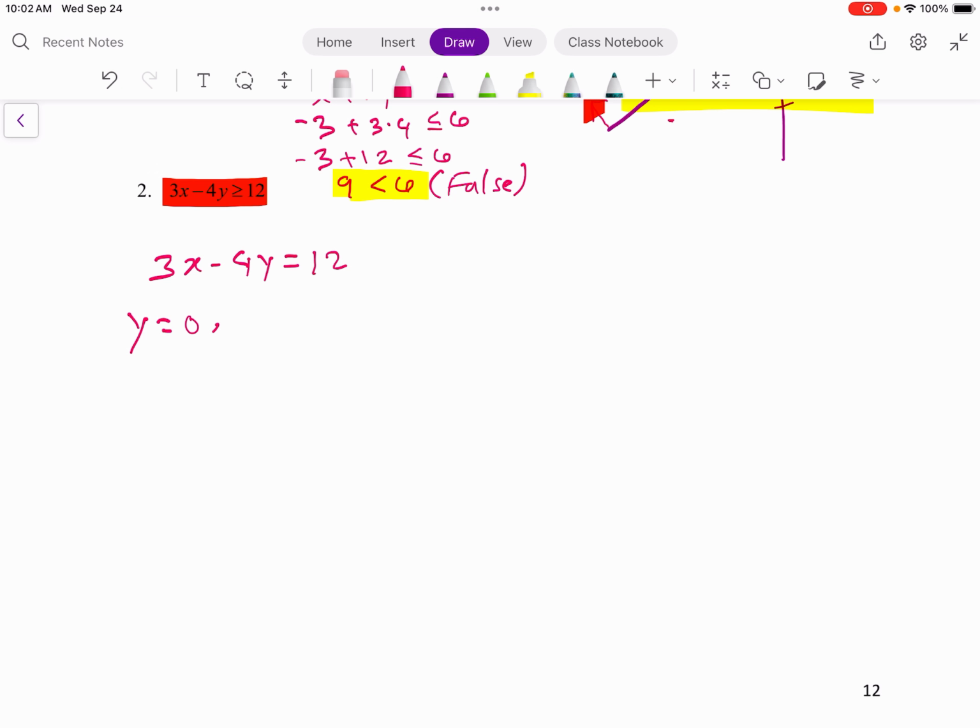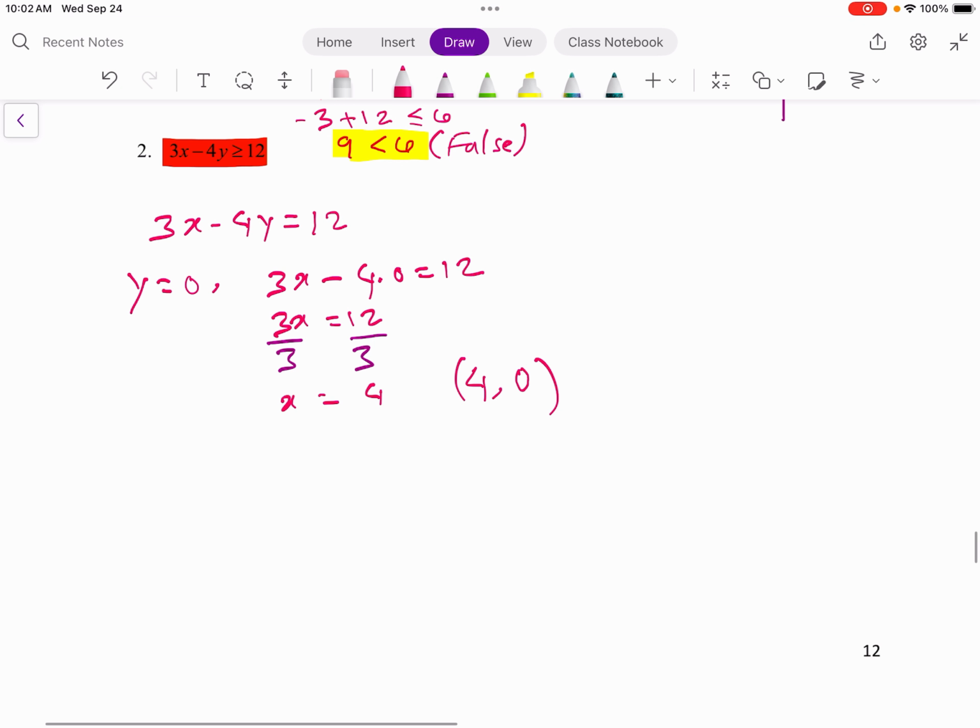If y is equal to 0, our equation is 3x minus 4 times 0 equals 12. So this is 3x equals 12. We divide both sides by 3, and our x is 4. So x is 4 and y is 0. So (4, 0) is one point on that line, and this (4, 0) is the x-intercept.